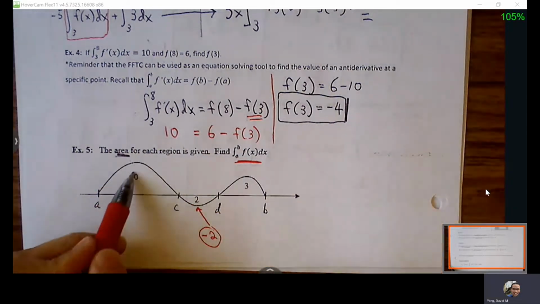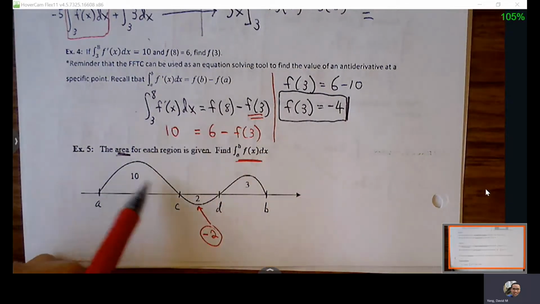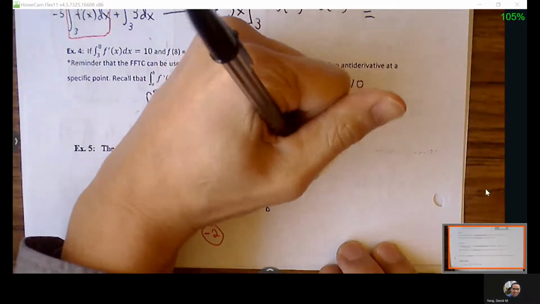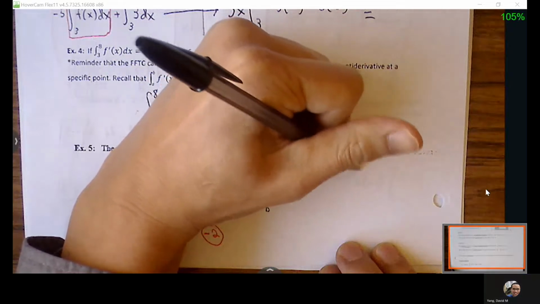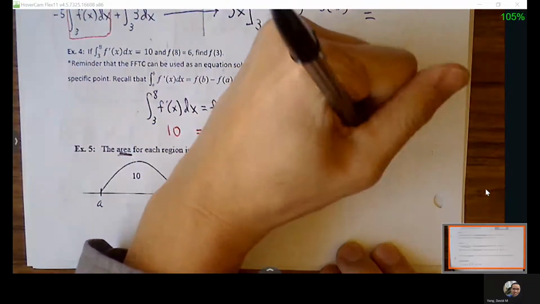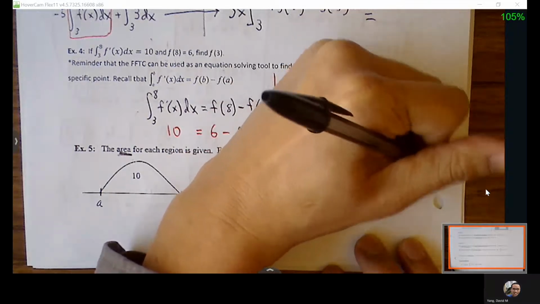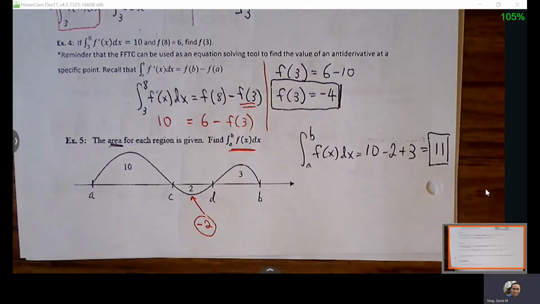Now the area would just be 10 plus 2 plus 3, which is 15. But the definite integral is 10 minus 2 plus 3, which is 11. Okay. Any questions?